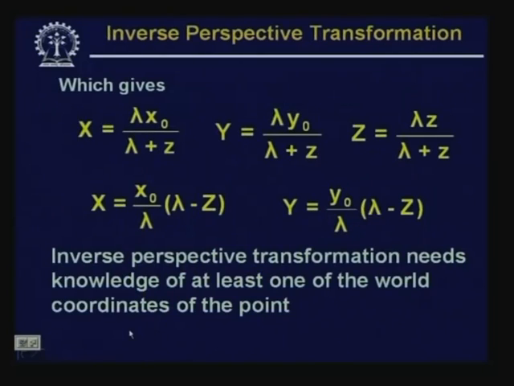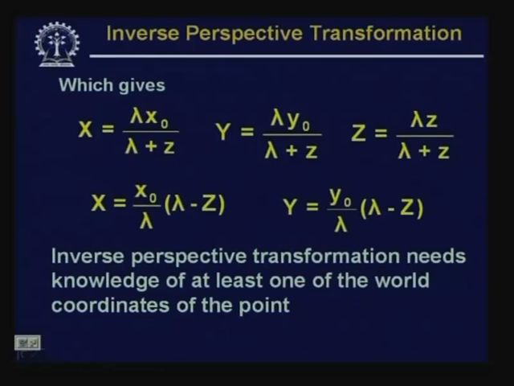Now, we try to solve for the values of capital X and capital Y. From this previous matrix, you find that capital X is given by lambda x naught divided by lambda plus lowercase z, capital Y is given by lambda y naught divided by lambda plus lowercase z, and capital Z is equal to lambda lowercase z divided by lambda plus lowercase z. From these three equations, I can obtain capital X equal to x naught by lambda into lambda minus capital Z, and capital Y equal to y naught by lambda into lambda minus capital Z.